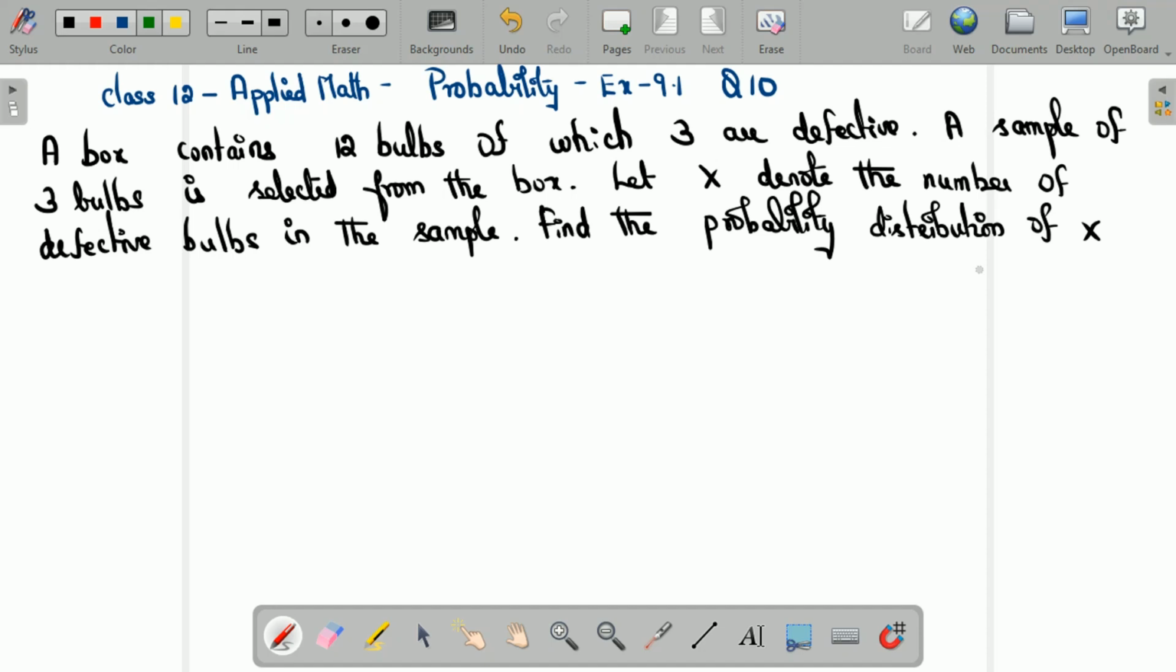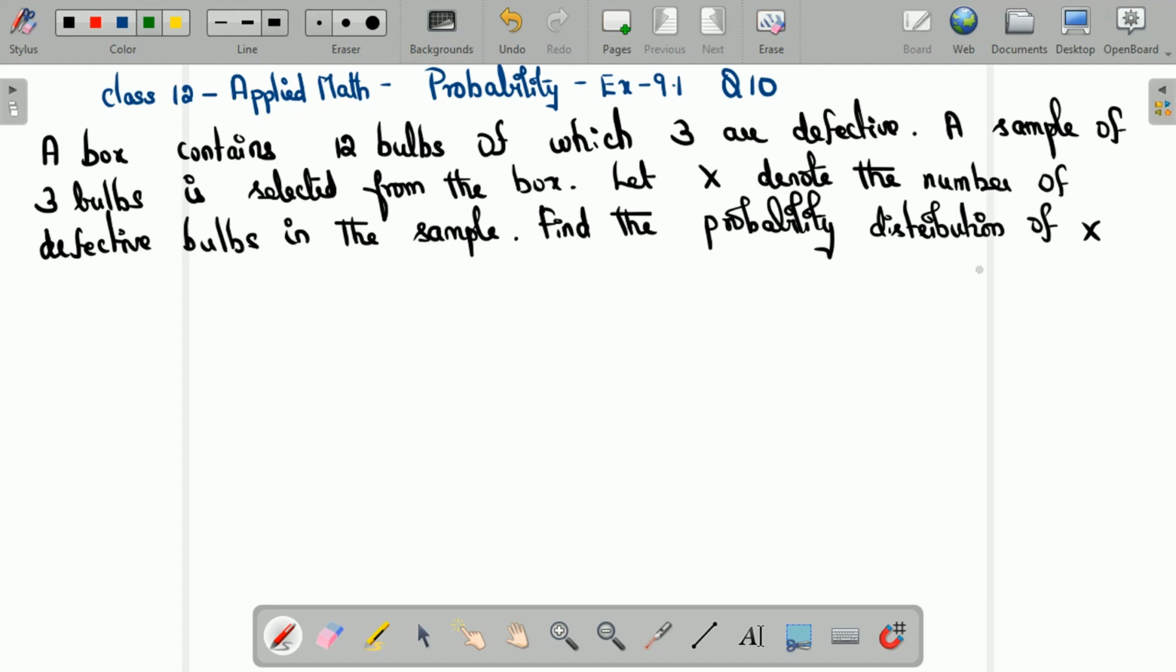In this video, let's find the solution for the 10th question in exercise 9.1. A bag contains 12 bulbs of which 3 are defective. A sample of 3 bulbs is selected from the box. Let X denote the number of defective bulbs in the sample. Find the probability distribution of X.